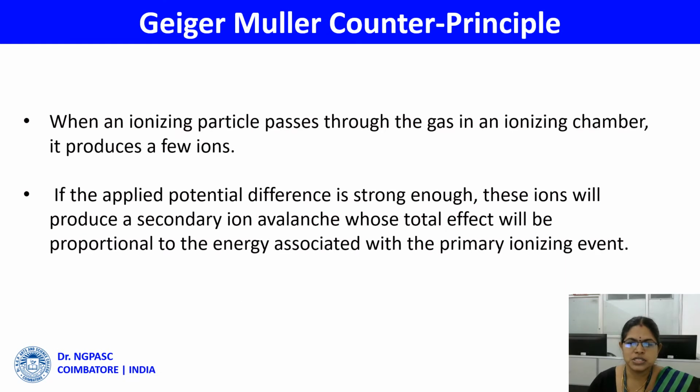So what is the principle used behind this Geiger-Müller counter? When an ionizing particle passes through the gas in an ionizing chamber, it produces a few ions. If we apply enough potential difference between these two electrodes, these ions will produce secondary ions. That process is called avalanche. The total effect will be proportional to energy associated with the primary ionizing event. So this is the principle used in GM counter.